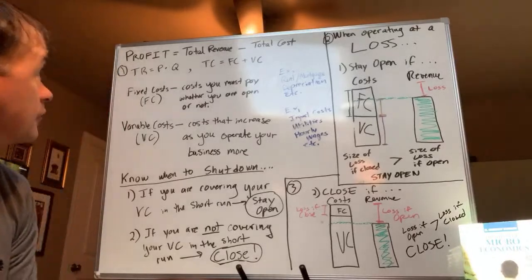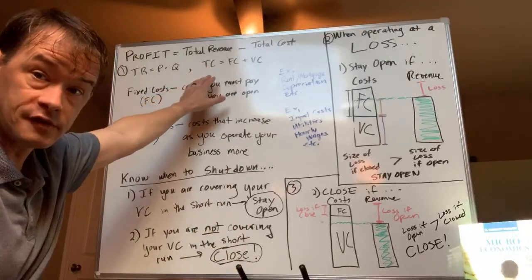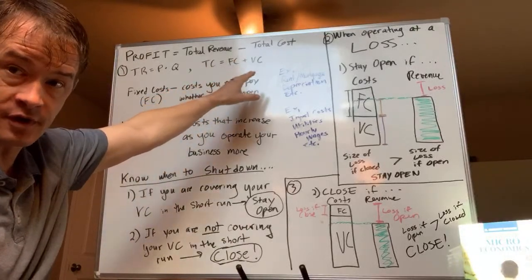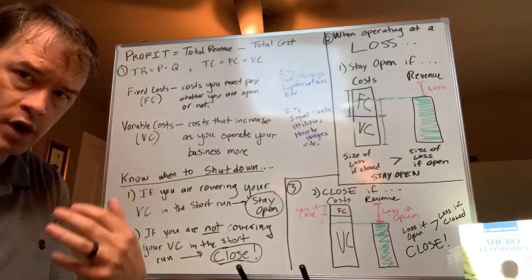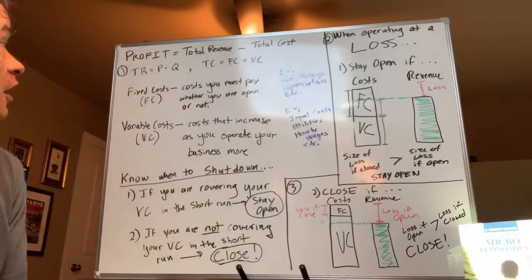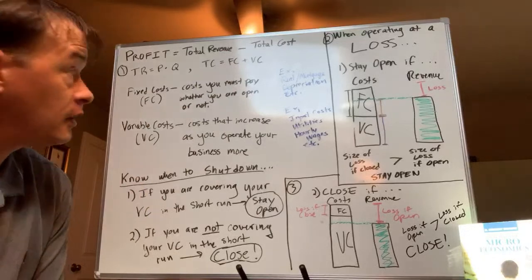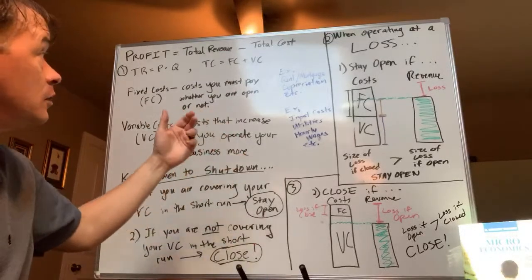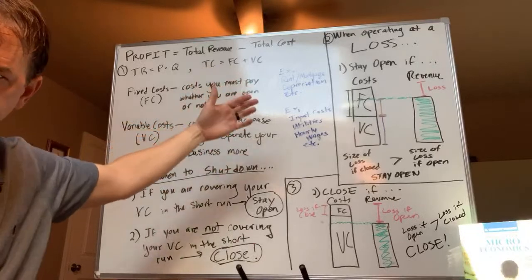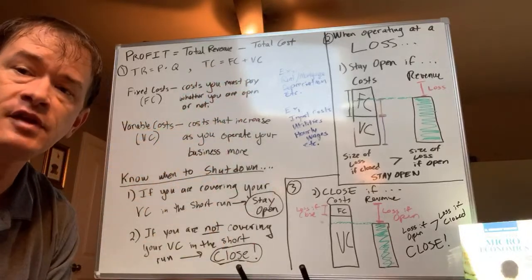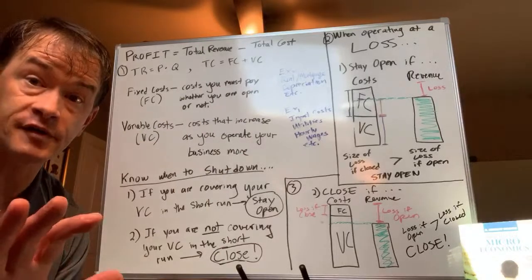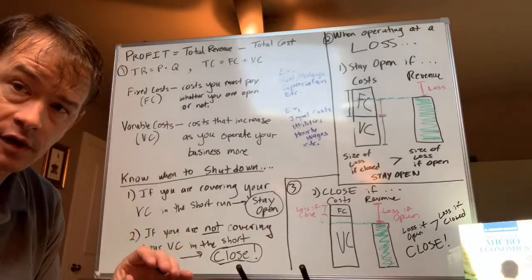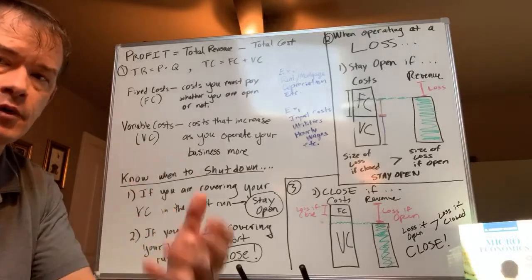There are two different types of cost. Total cost is your fixed cost plus your variable cost. So FC, VC is fixed costs and variable costs. What are fixed costs? Well, fixed costs are costs you must pay whether you're open or not. Some examples here would be your rent or your mortgage, depreciation, etc. It's things that you're going to be charged for your business, whether you're open or not. Those are fixed costs.